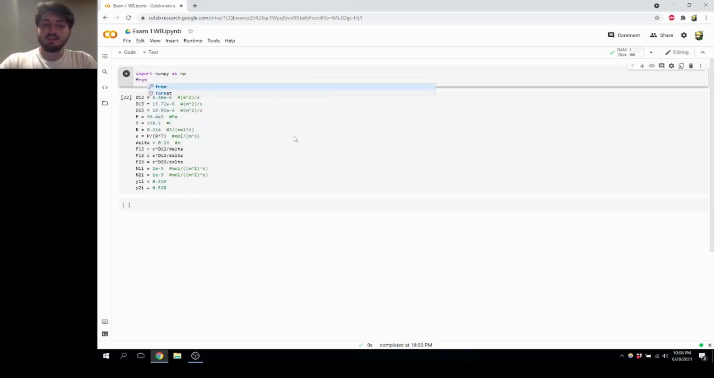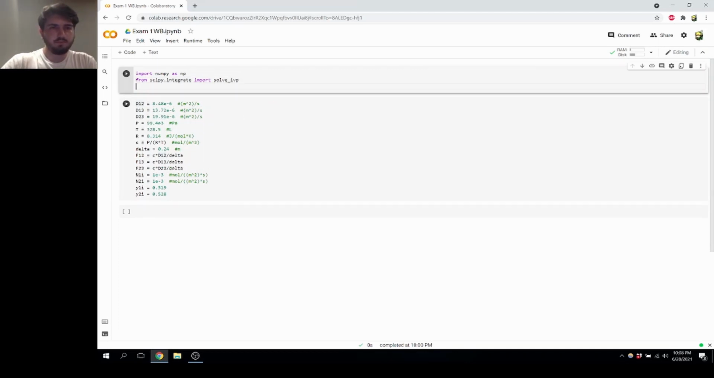Next, we're also going to need scipy. From scipy.integrate we're going to import solve_ivp. The reason we're using it here is because we're going to be solving differential equations, so we will need solve_ivp. We also are going to need a root finding tool, so we can optimize: import root. That gives us a root finding tool.